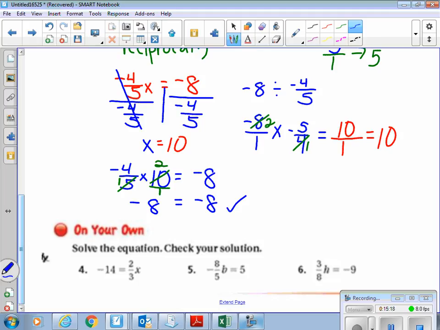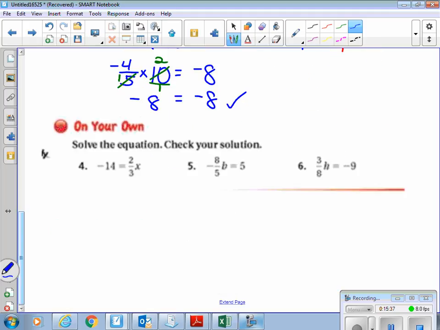So this keep, change, flip, this solving by using the reciprocal, all you're doing is changing these division problems into the KCF, multiplying by the reciprocal. But in hindsight, you really can just plug it right into your calculator, and your calculator is going to do that for you if you forget the steps of keep, change, flip. I want you to try it without a calculator first. I'm going to ask you to pause the video, work on 4, 5, and 6 using the keep, change, flip, and that's how I'm going to be doing them with you. And then come back and check your answers when you're done.